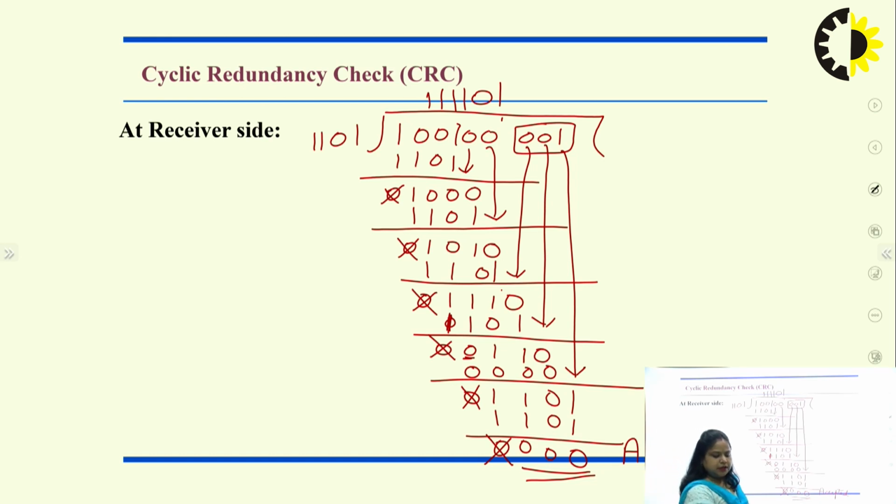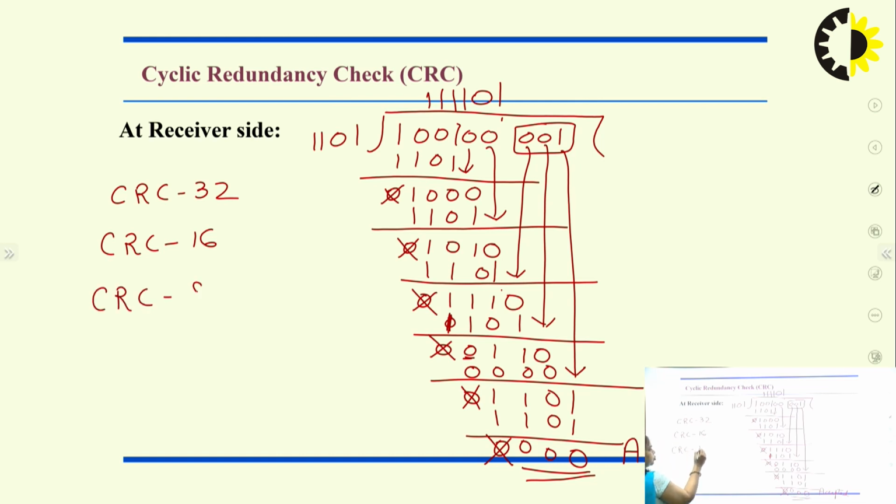Remember one thing, when I am talking about the CRC, in this case, we are talking about the polynomial equations. It means the polynomial generating functions. There are certain polynomial equations which are already fixed. Like you can have CRC 32, CRC 16, these are all generating functions which are already fixed, like CRC 8 and so on.